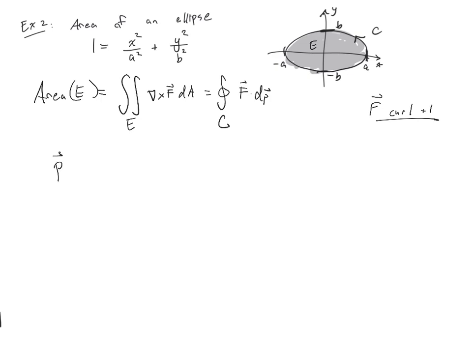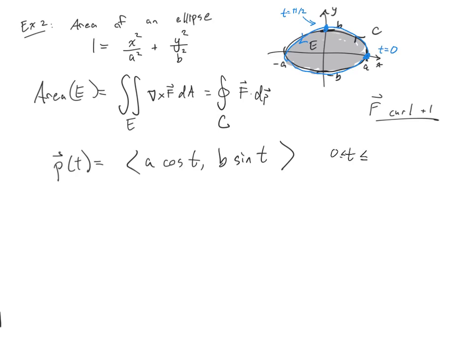So my parameterization, p of t, is going to be a cosine t, b sine t. So this is a parameterization which starts, this is t equals 0 here, and then goes counterclockwise around. And this is like, you know, t equals pi over 2, etc. And so for this parameterization, t is between 0 and 2 pi.